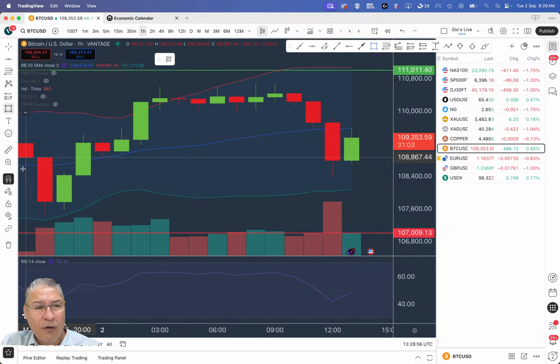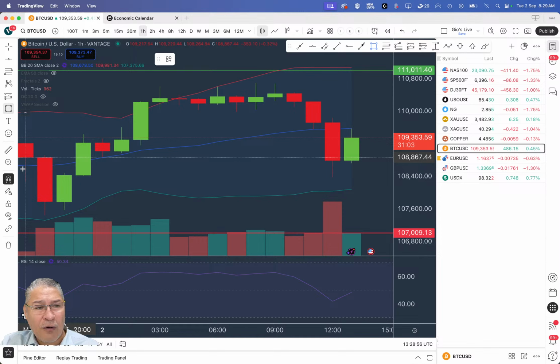Now, I'm going to turn off the Bollinger Bands. I'm going to turn on fractals, and I'm going to turn on the VWAP. All right, so fractals are on, VWAP is on.